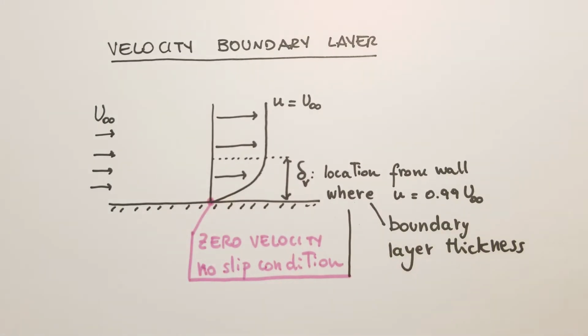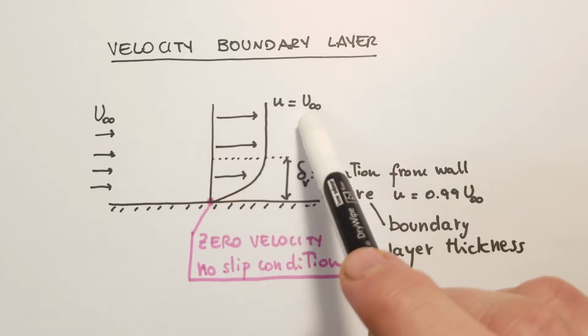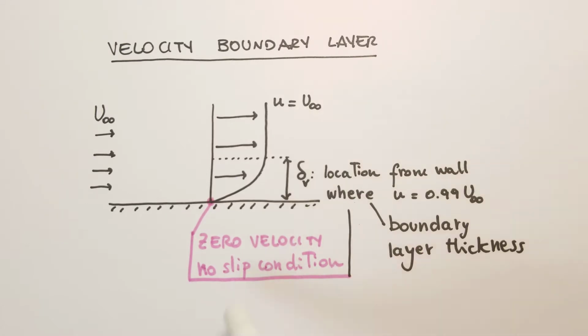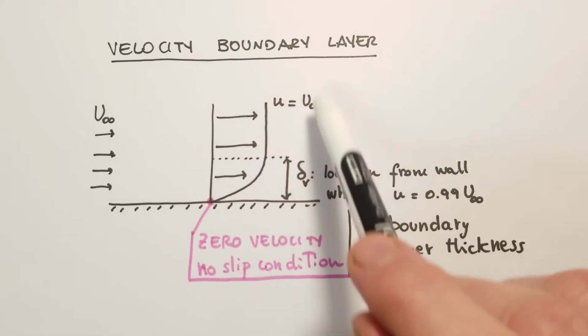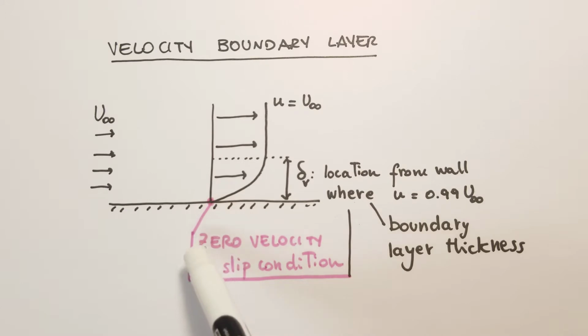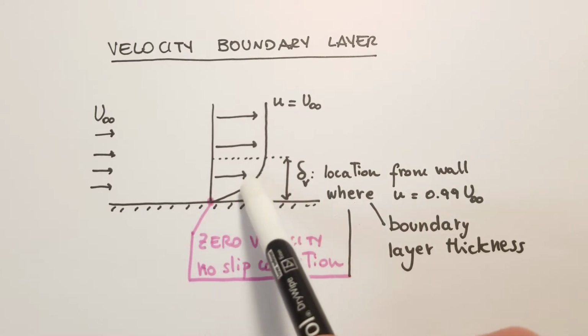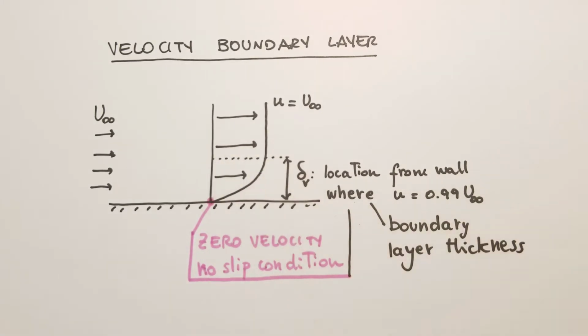Since the fluid is a continuum, the velocity must increase from zero at the wall to the free stream value u infinity. So there must be a region from the wall to the free stream where the velocity changes. So there's a velocity profile. Here we're only sketching the streamwise component of the velocity vector.